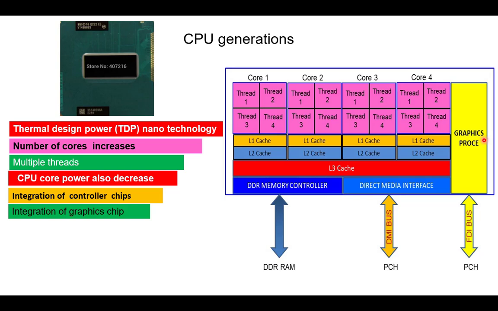Okay, so this is called the graphics, also incorporated in the CPU. And then the cache memory is increasing. Cache memory is the internal memory in the CPU. Our main memory is outside, called the DDR, but there is another memory called the cache memory, which is inside the processor.